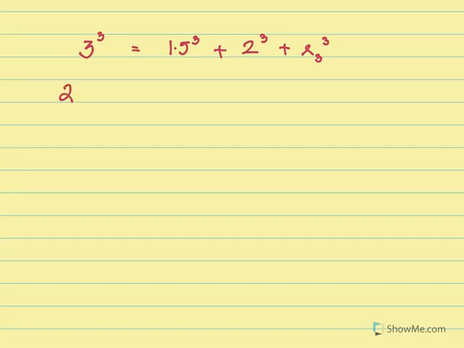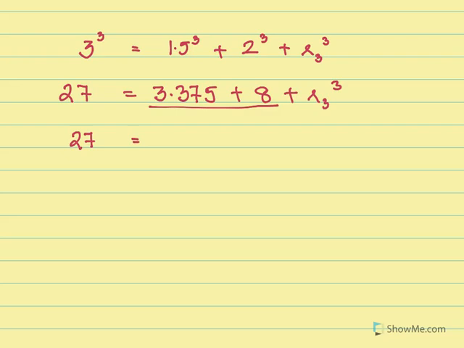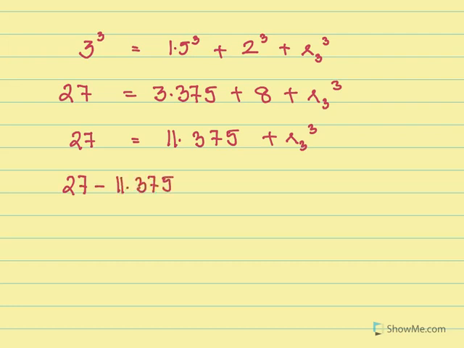So 3 cube is 27. 1.5 the whole cube is 1.5 into 1.5 into 1.5. That is 3.375. 2 cube is 8 plus r cube. So this is 27 equal to, you'll add up both these, and that will be 11.375 plus r cube. So this 11.375 now goes on the other side, and you have 27 minus 11.375 equal to r cube.